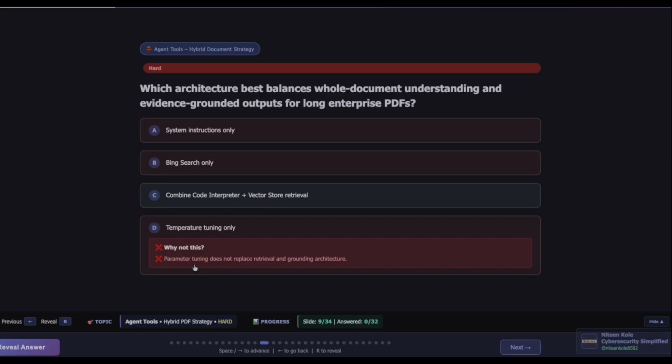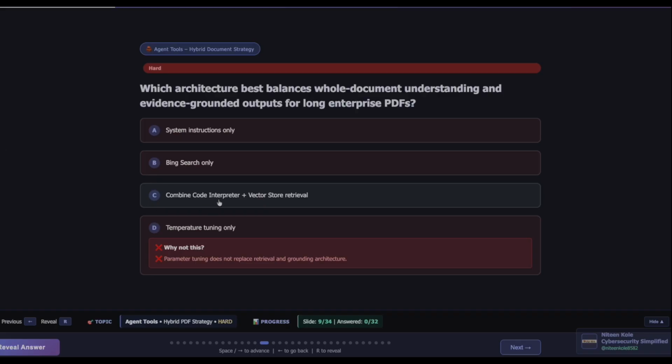Temperature tuning only. Before eliminating this option, let's understand one more concept. What is temperature? Temperature controls how creative an AI response becomes. Lower temperature, more consistent, more predictable. Higher temperature, more creative, more varied responses. But temperature has nothing to do with reading long PDFs, understanding documents, finding evidence, providing citations. So option D is wrong.